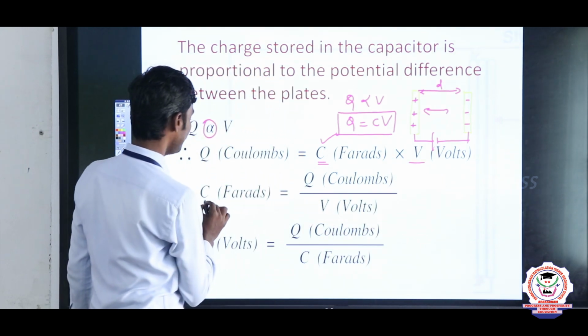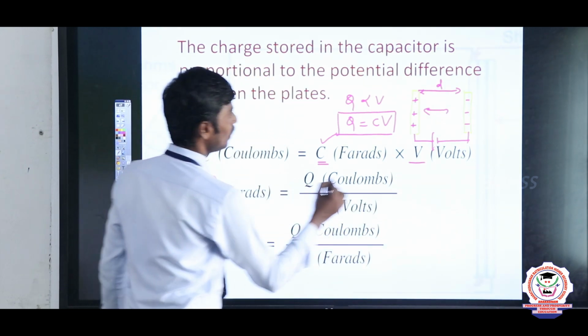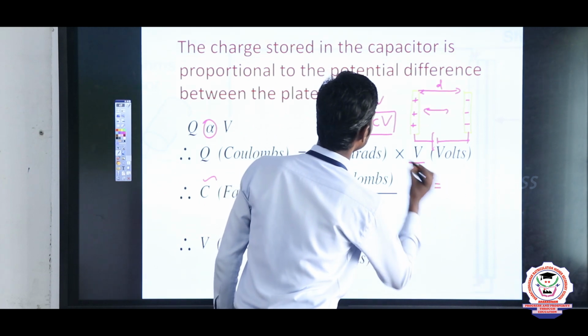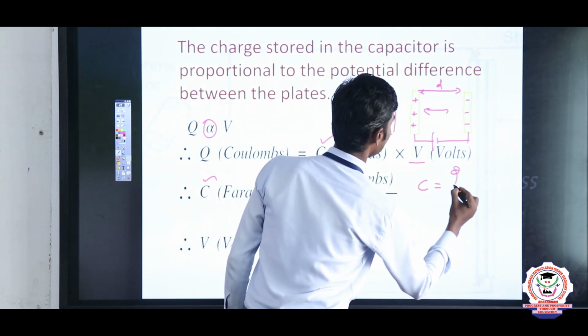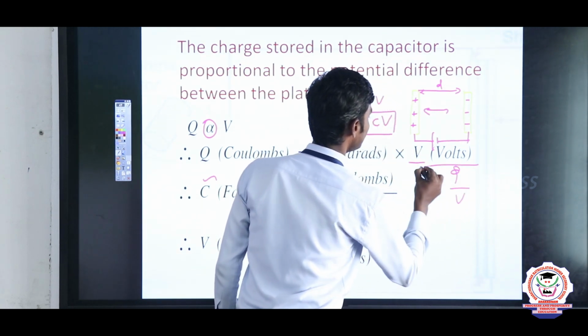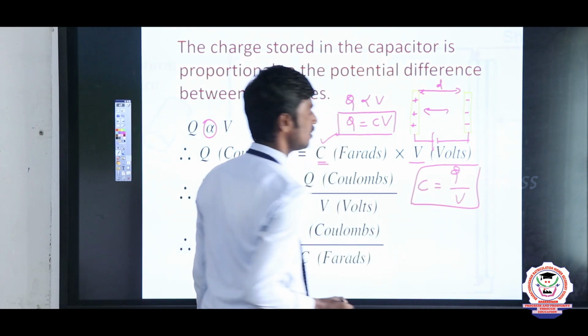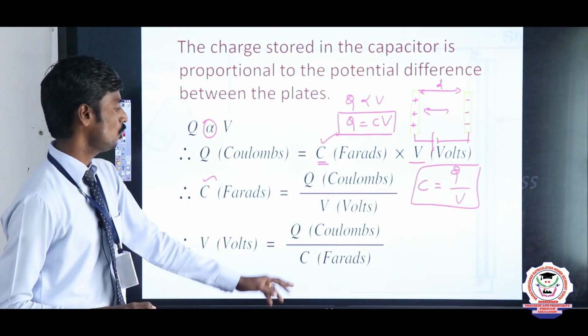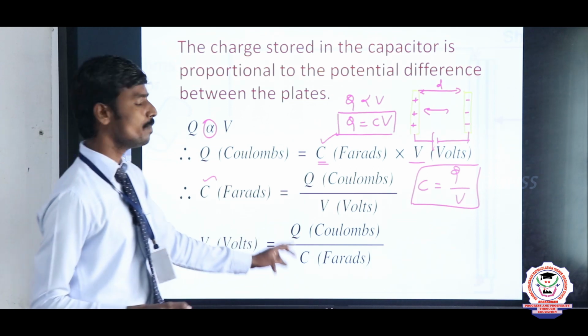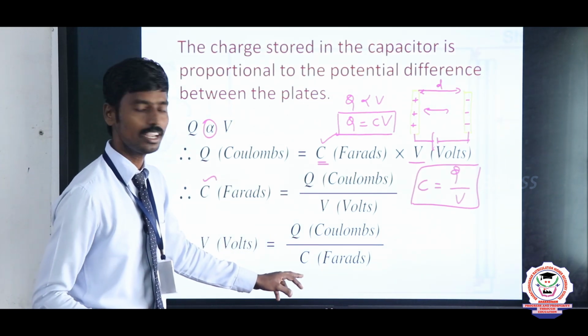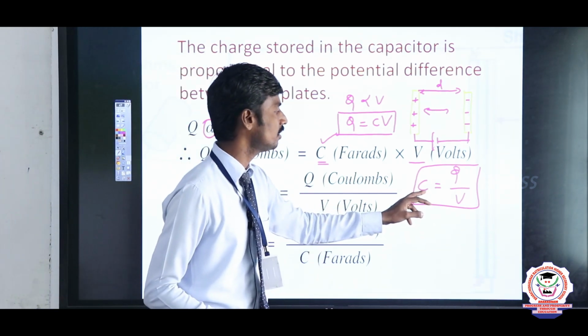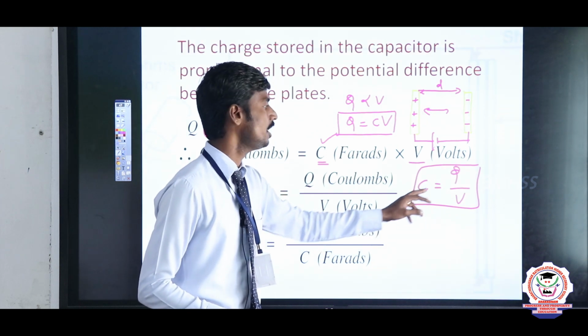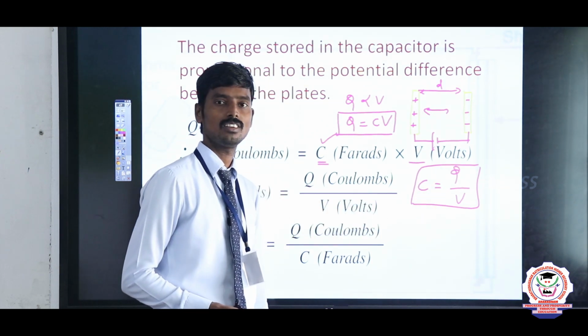If we need C only, then C equals Q by V. This is the capacitance of the capacitor. And if we need voltage, then V equals Q by C. Just rearrange the formula. This is a very familiar equation: the capacitance of the capacitor C equals Q by V.